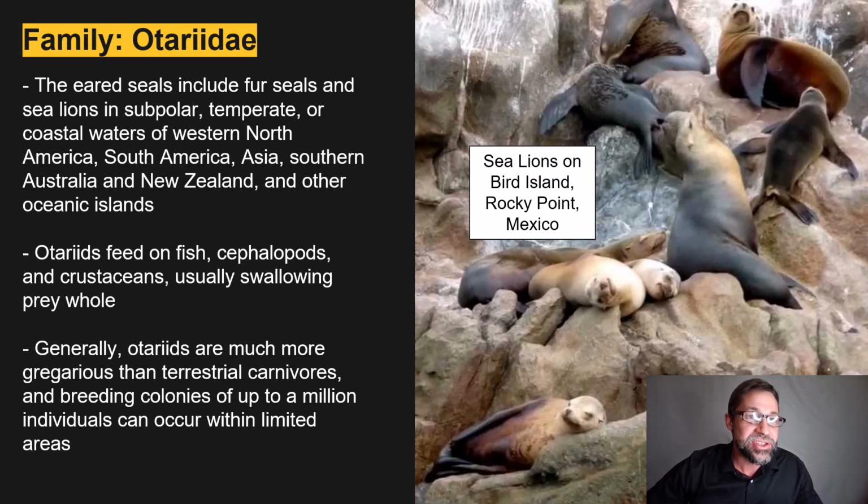The otarids inhabit subpolar, temperate, or coastal waters of western North America, South America, Asia, southern Australia, and New Zealand, as well as oceanic islands. Otarids feed on fish, cephalopods, and crustaceans, usually throwing their heads back and swallowing their prey whole. Otarids are generally more gregarious, meaning they cluster together in large numbers, than terrestrial carnivores, and breeding colonies of fur seals and sea lions can reach up to 1 million individuals in certain areas.